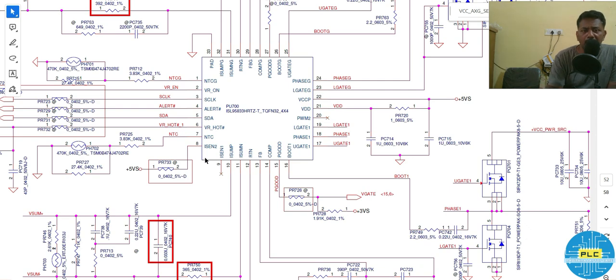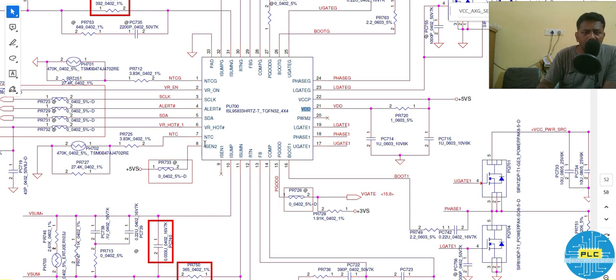Any IC requires an input voltage, then only will the circuit be complete, right? So what is the input here? First, we have to search for the input signal. See, pin numbers 21 and 22, VDD, and here it's plus 5 VS, one VCCP, and VCCP is the LDO enable. So VDD is the main IC enable, I mean the IC supply.